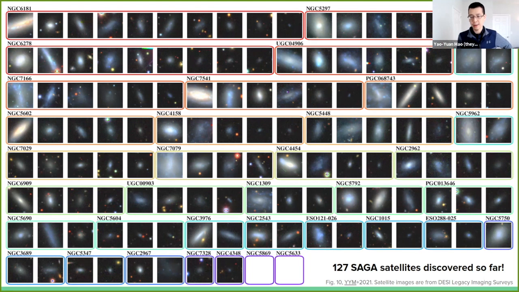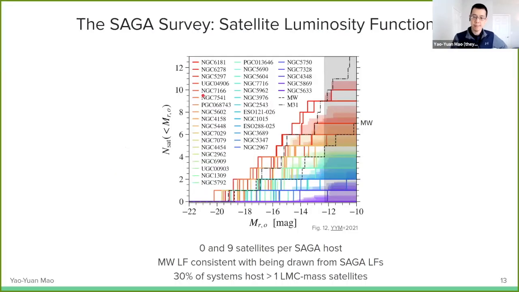I will touch on this only briefly, but I want to go back to my original talk about how we use this to study the nature of dark matter. You can see that for each group, we can count the number of satellites, and the satellites here are ranked by their luminosity from bright to faint. If I take the luminosities and plot the luminosity function, the number of satellites as a function of luminosity, this is what we get.